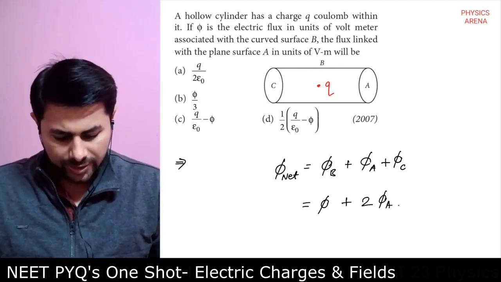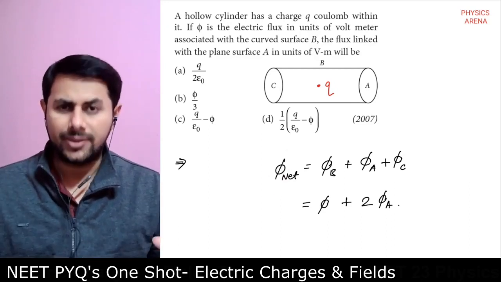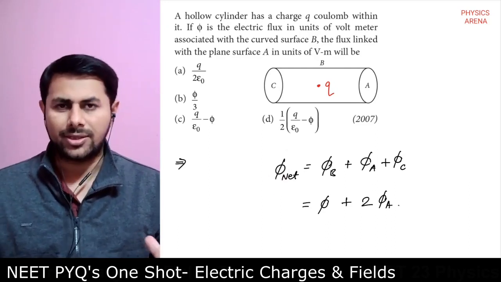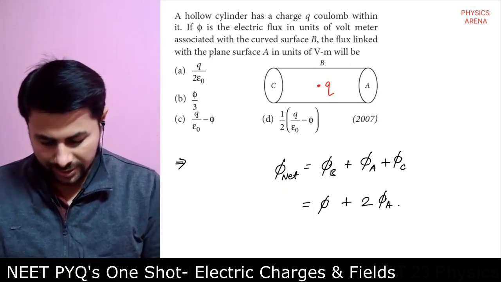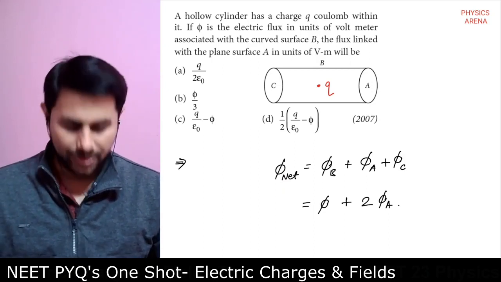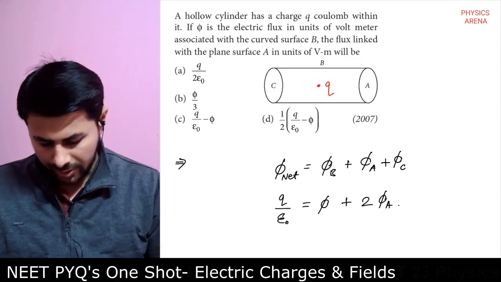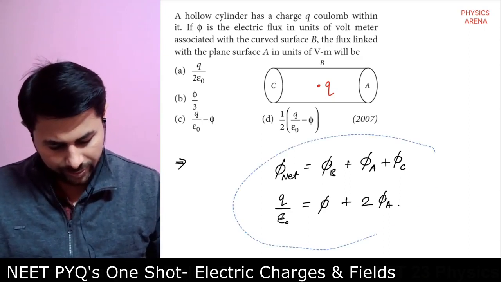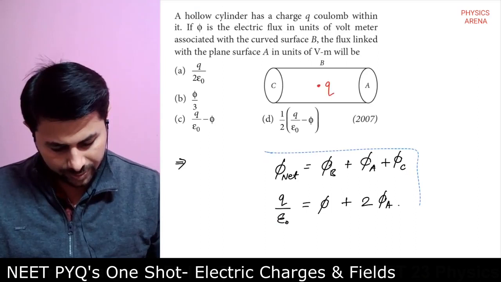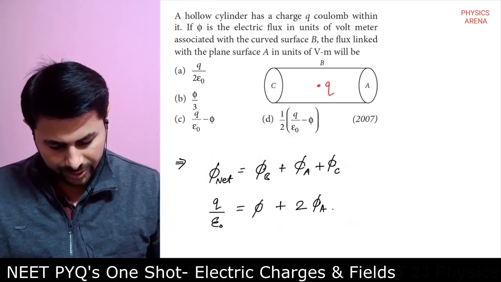Okay, and what is the total flux coming out of this cylinder? What is the total flux coming out of the cylinder? It is equal to q upon epsilon naught, right? According to Gauss's law. Okay, so therefore we can find out phi A using this.